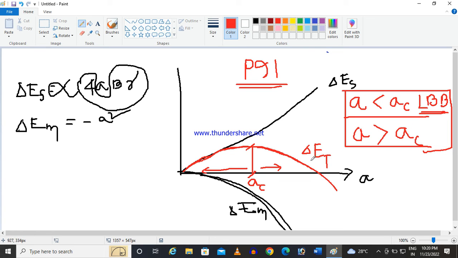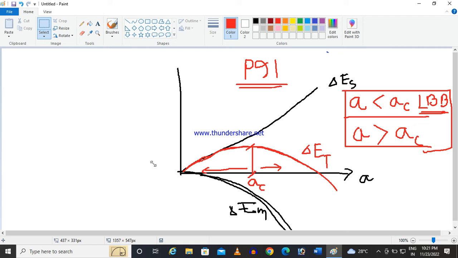So now we'll try to quantify this critical crack length. From the curve, it is very clear that at the maxima, when the value of ET is maximum, the value of crack length is called the critical crack length. So the expression is given by del ET. So we can tell what we can tell.